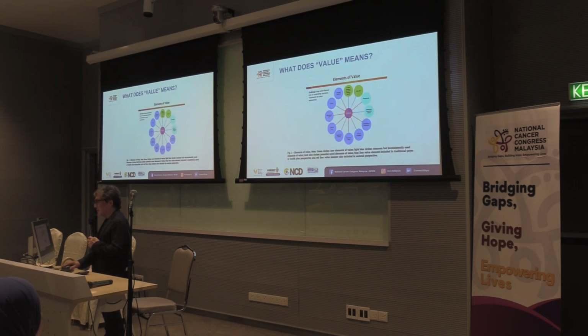So what is value? Value comprises a lot of elements. This is the famous so-called Eastbourne value. It comprises things like quality of life, net cost, productivity, adherence, improving factors, protection in uncertainty, etc. So value is a multi-dimensional and multifaceted element.